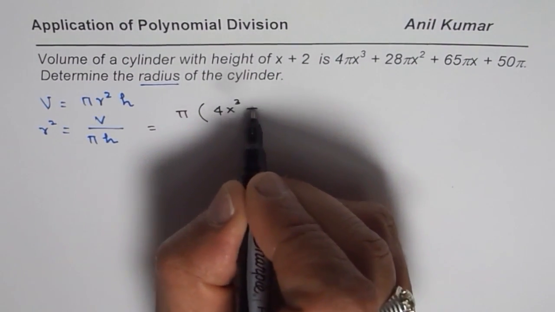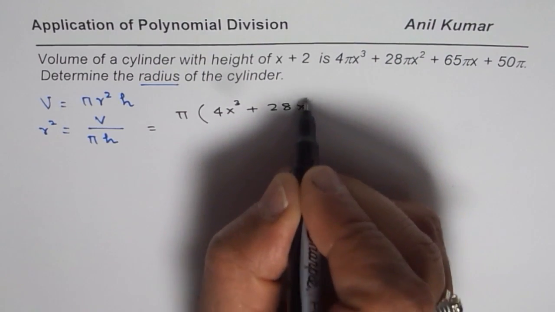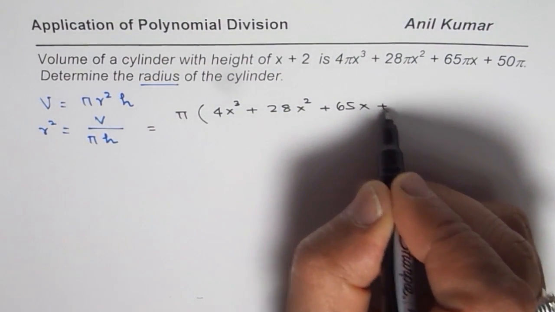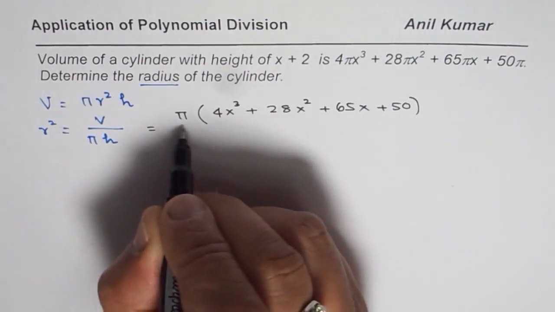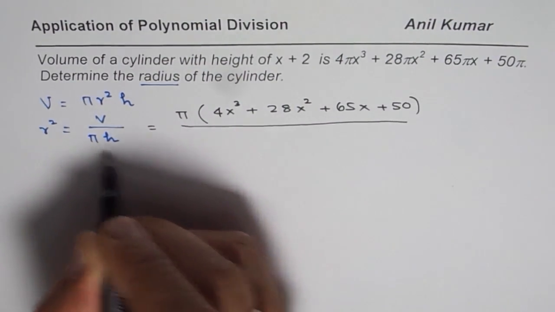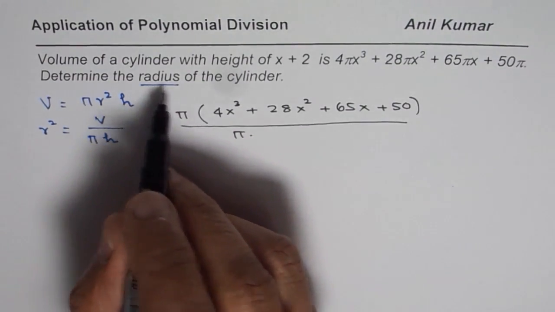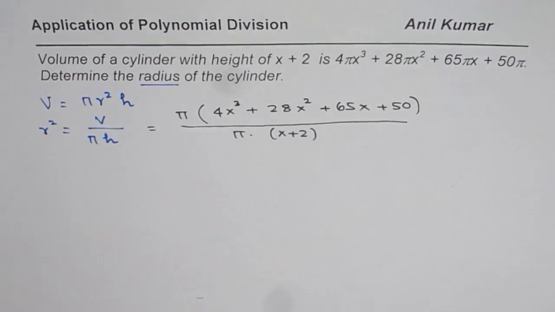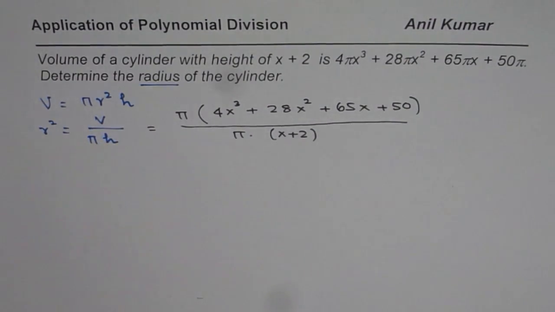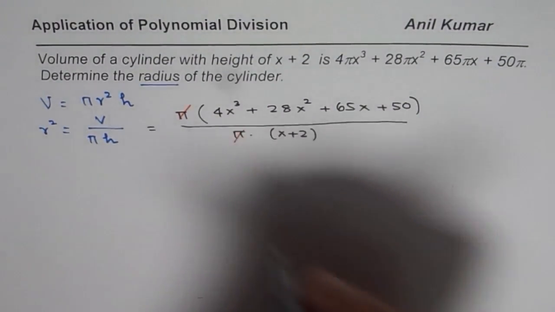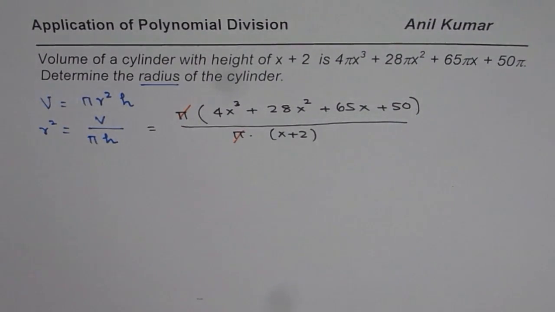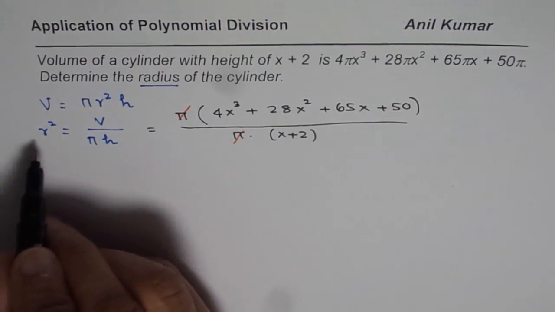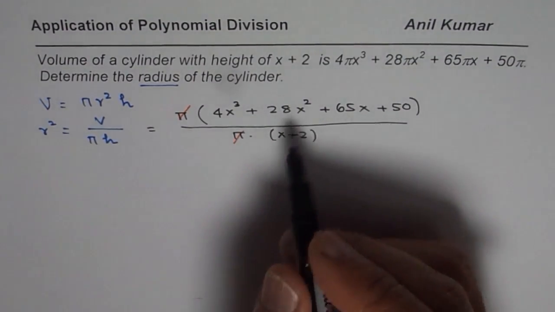4x cubed plus 28x square plus 65x plus 50, right? Divided by pi times h, which is x plus 2 for us. So clearly pi and pi cancels out. So what we have here is a polynomial, cubic polynomial, divided by a binomial. Now that gives us radius square. So let's first do this part.